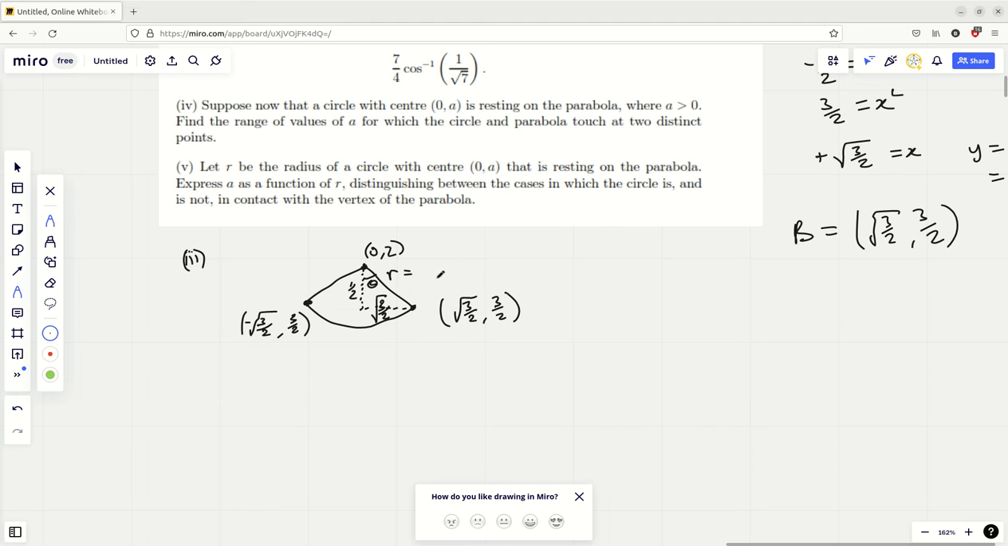Square that, you get 3 over 2. So you've got a quarter plus 3 over 2, which is 6 over 4. A quarter plus 6 over 4 is 7 over 4. Don't forget to square root. So that's root 7 over 4. And so what have we got here?